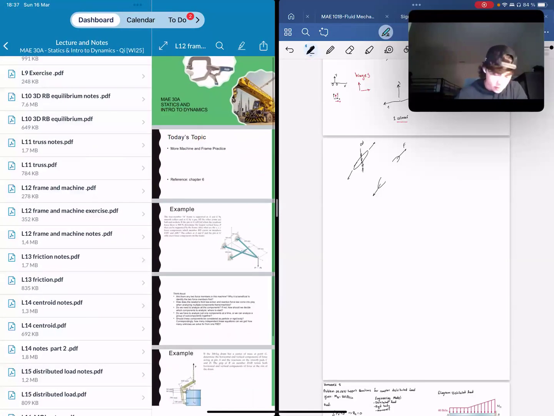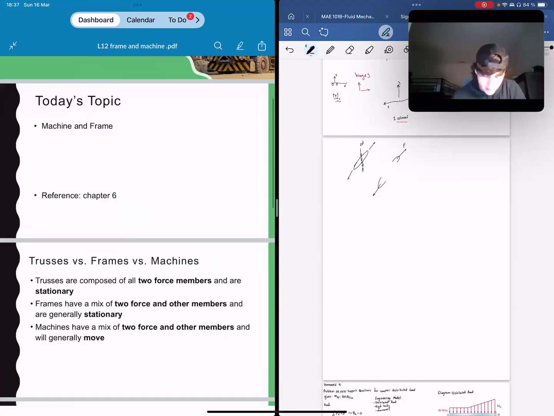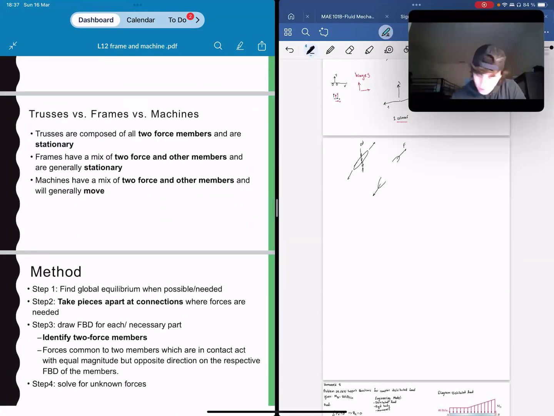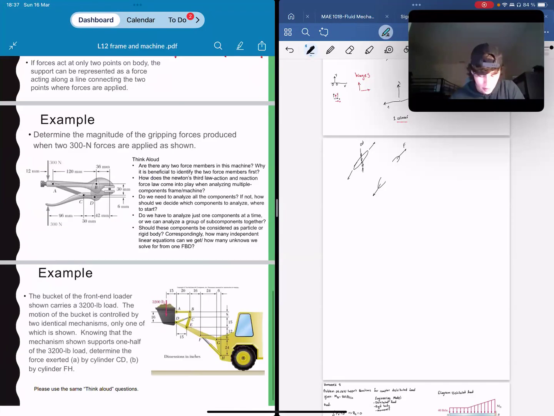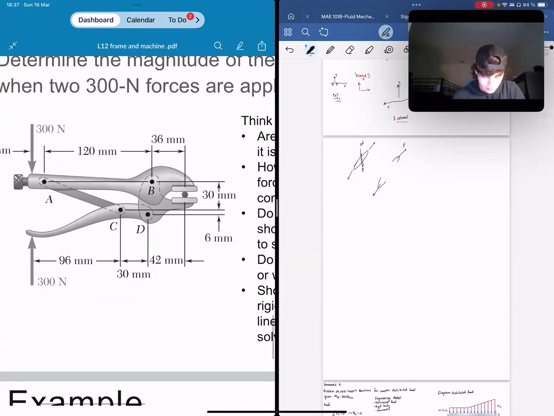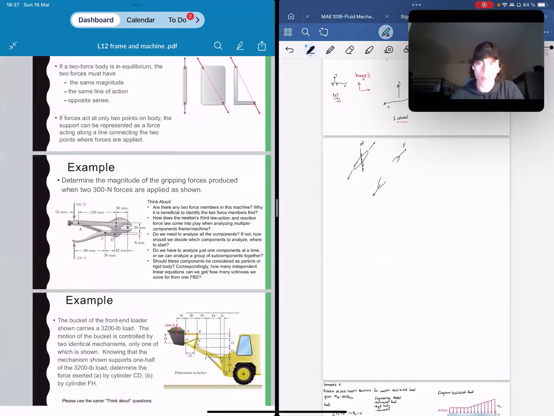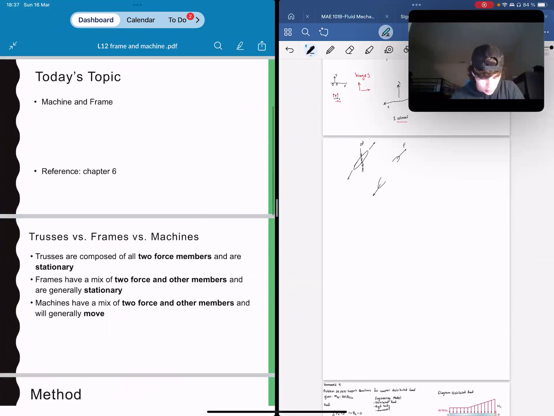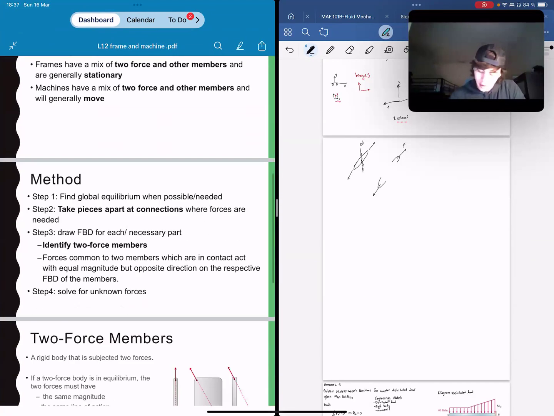This is only examples. So frames and machines. Yeah, so a frame is a mix of two force members and other members. Here's an example for myself. This is a frame. Well, it technically moves, so I don't know anything. Oh no, okay. It's generally stationary, so yeah.